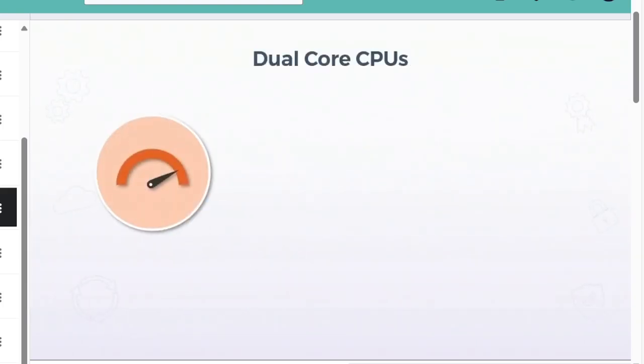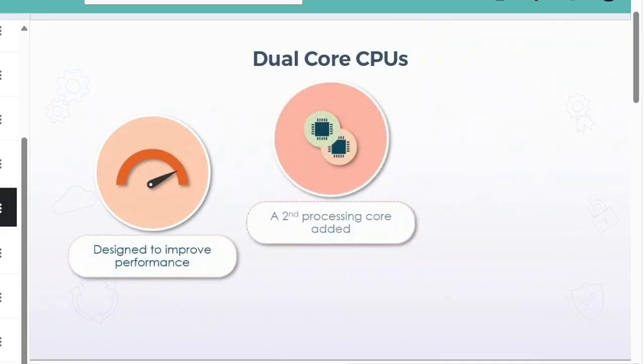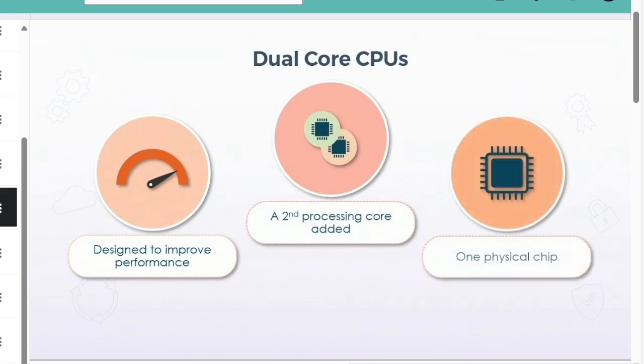So, as you might imagine, the first successor to the single core was the dual-core processor, which was designed to improve performance by quite literally adding a second processing core to the chip. But to be clear, it is still only one physical CPU. In other words, if you were to open up the case and examine the motherboard, you would not see two physical processors in the system. The processing cores are internal components of the single physical chip.